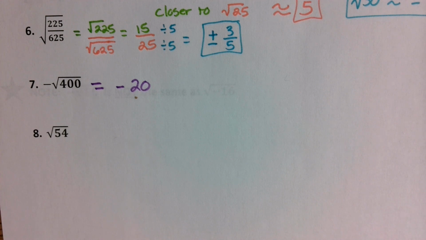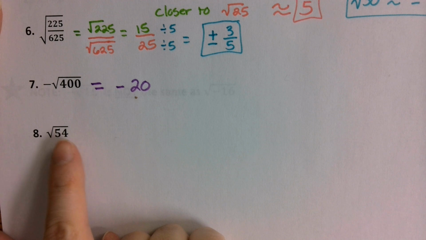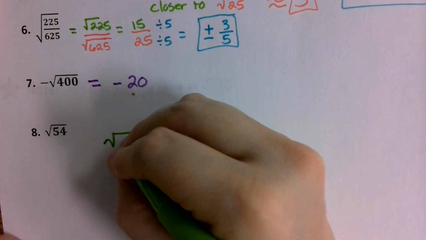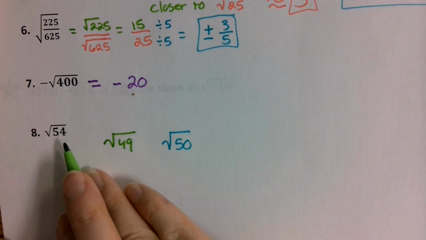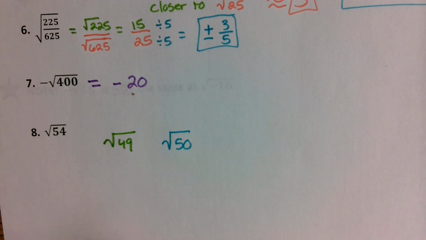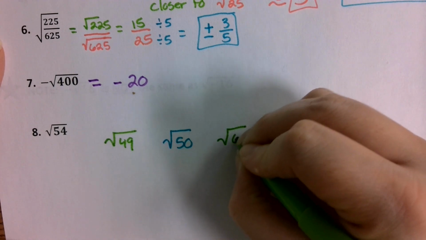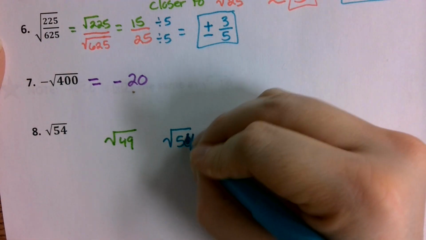need to identify the two values, or two perfect squares that happen to surround it. Who can raise their hand and tell me what perfect square is smaller than 54? Nicholas? 49. So we have the square root of 49. And then what perfect square happens to be larger than 54? 64.